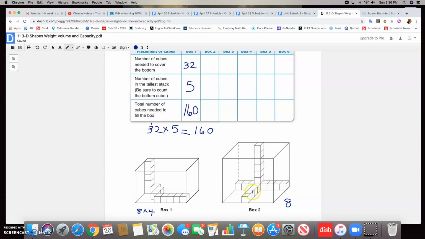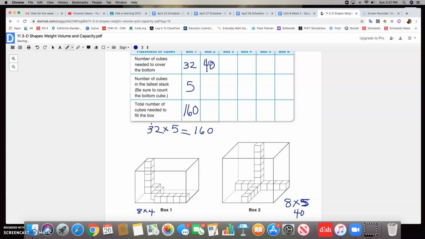Well, this one is going to help me with that. So I'd have 1. This cube would be in the second one. This cube would be in the third one. This cube would be in the fourth one. This is the fifth one. So I'd have 5 of these rows. So 5 rows of 8. So I'd have 40 on the base, the bottom. So number of cubes needed, 40.